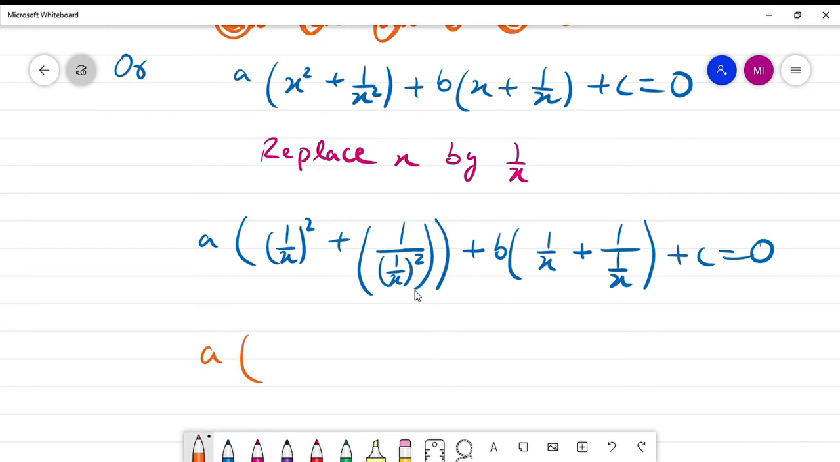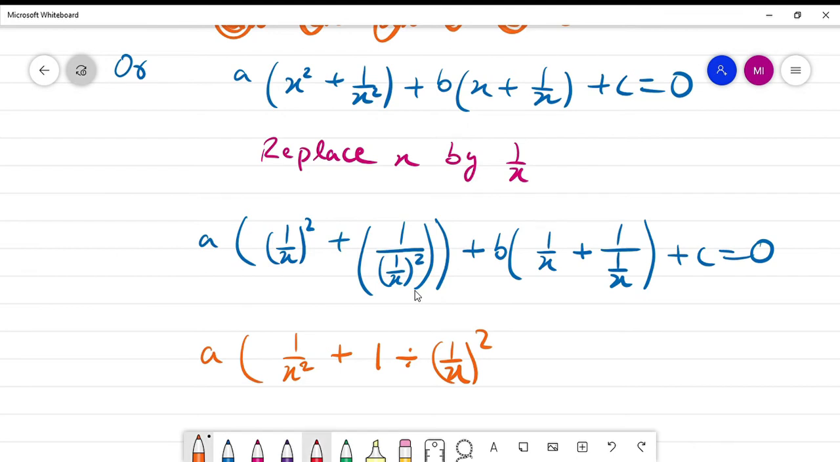So a into 1 over x squared plus 1, we can also write this term as 1 divided by 1 over x squared. And if you want to turn any division into multiplication, you have to flip over the fraction. So 1 over x is going to turn into x over 1, which is x.